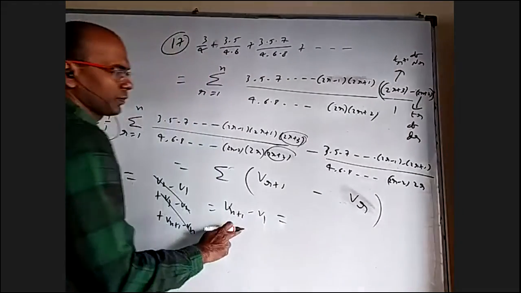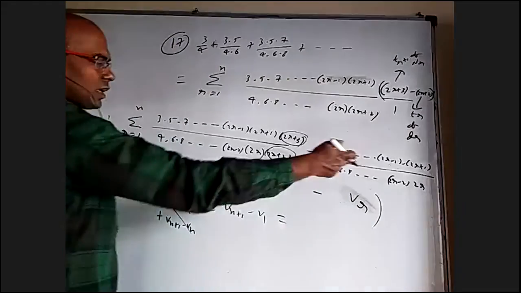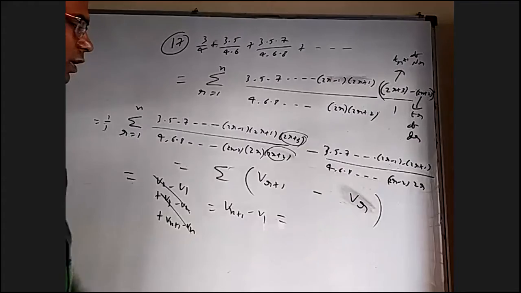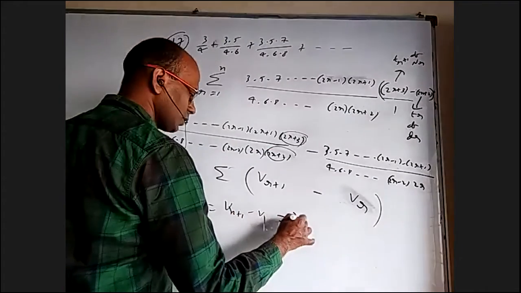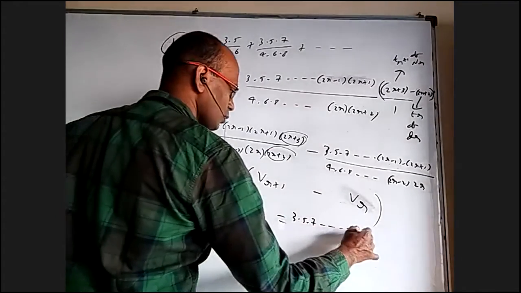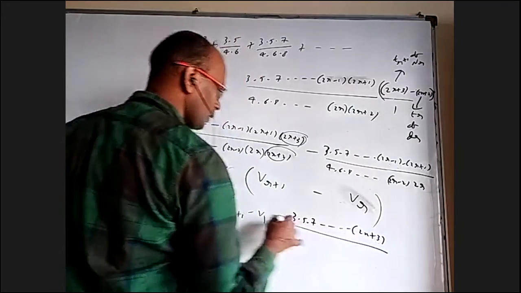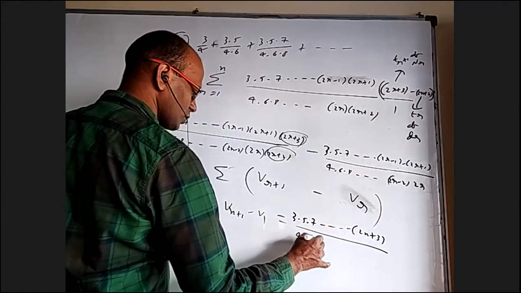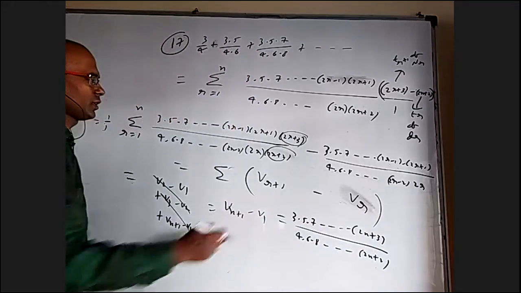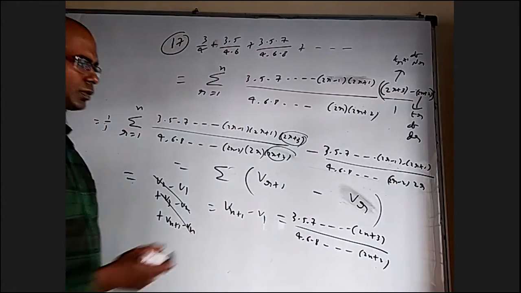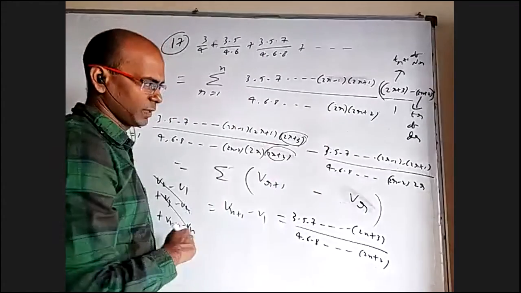So vn plus 1, this is your vr. Wherever r is there, write n plus 1. Or here, wherever r is there, write n. So you are going to get 3 into 5 into 7, and so on up to 2n plus 3, over 4 into 6 into 8, and so on up to 2n plus 2. V1, when you put r equal to 1 here, is only the first term, 3 by 4.